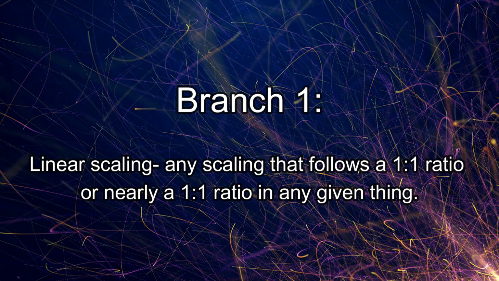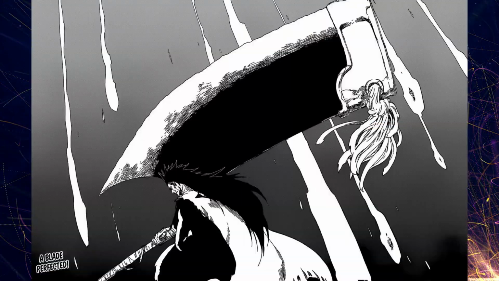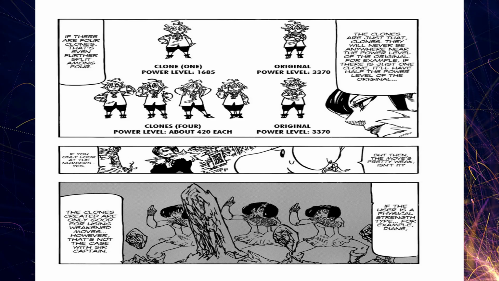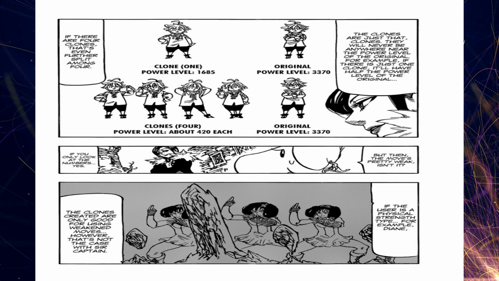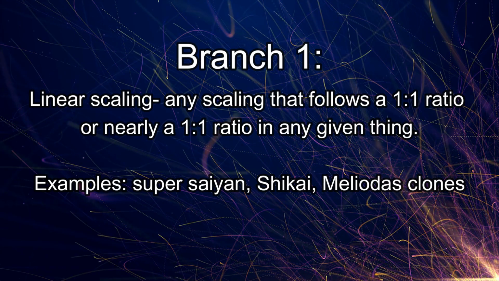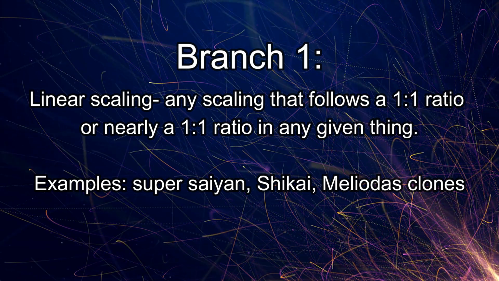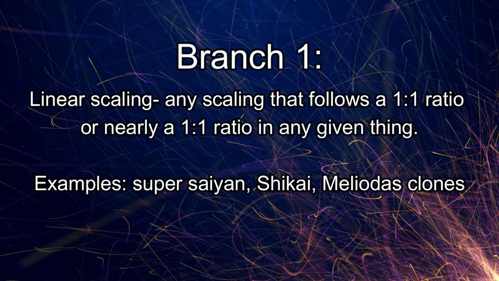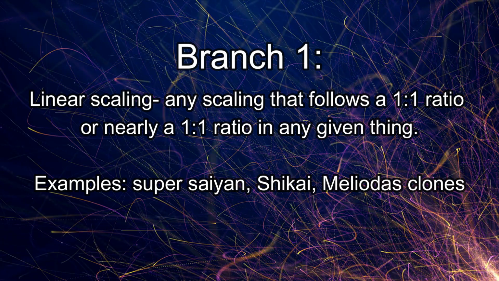So, some examples of linear scaling would include Super Saiyan, or the Shikai in Bleach, or even Meliodas with his clones that actually nerf his stats via a division of power. But it's a linear scale in that division of power, or multiplier in some of those. Each one of these lends itself to being linear in its scaling to the character pre-power up, or pre-move, and whatever with Meliodas or something.